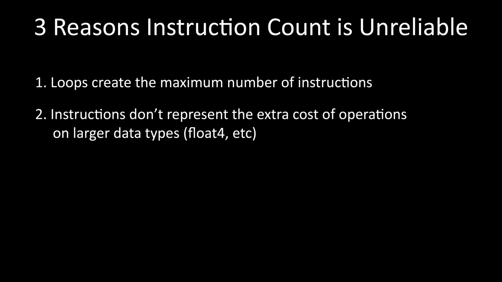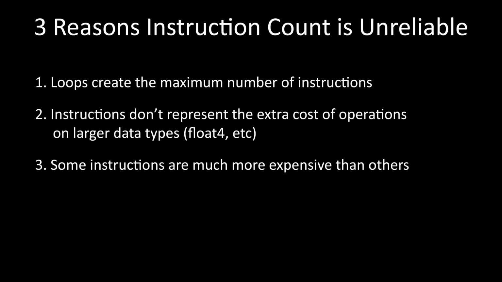The second principle is the instruction count does not take into account data types. So if we're performing the instructions on a float 4, it's 4 times the number of cycles to perform that operation than it would be if it's a float. And instruction count doesn't reflect that at all. And so our shader could actually be as much as 4 times more expensive than the instruction count is actually indicating. And then finally, all instructions are not created equal.